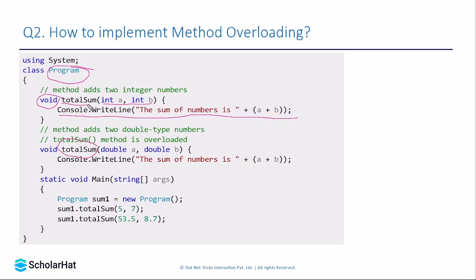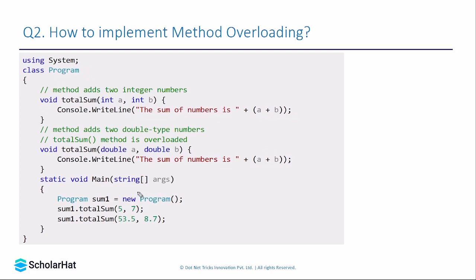Earlier as well there was TotalSum and now there is TotalSum, but the data type of the parameter is different. In the first method we were passing an integer parameter, whereas in the second method we are passing a double parameter. So this is called compile time polymorphism, where the method name is the same, but the types of parameters are different. Again, in this method we are just printing the input provided from the calling method.